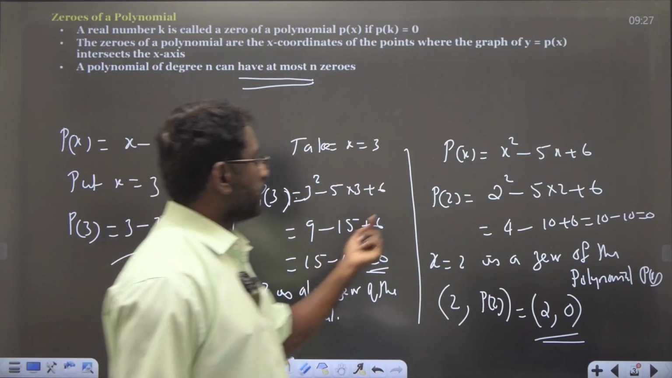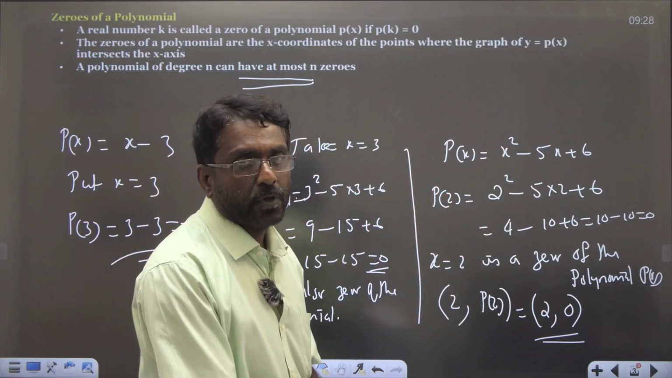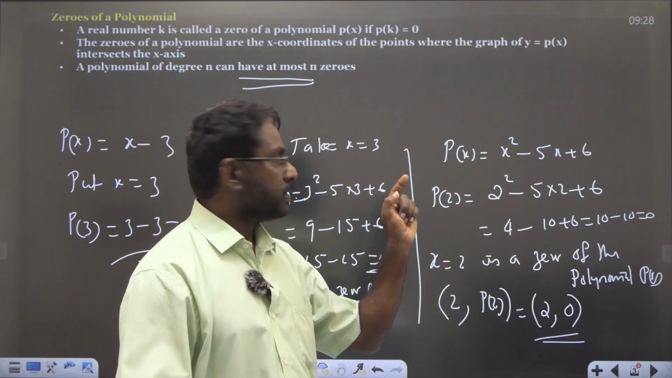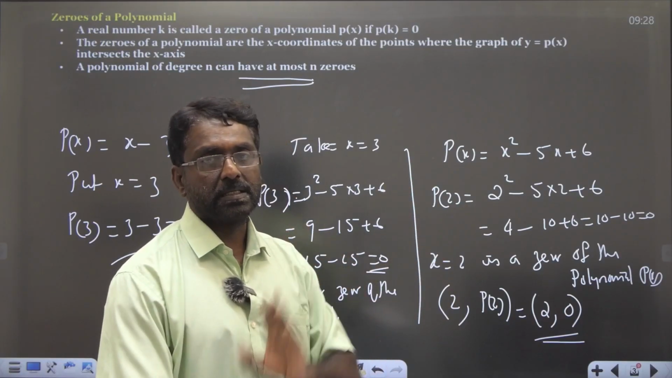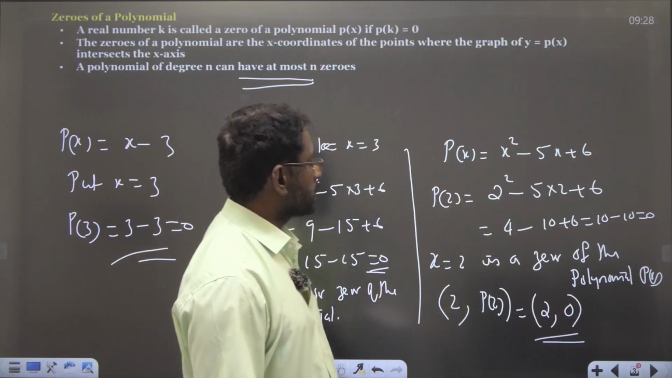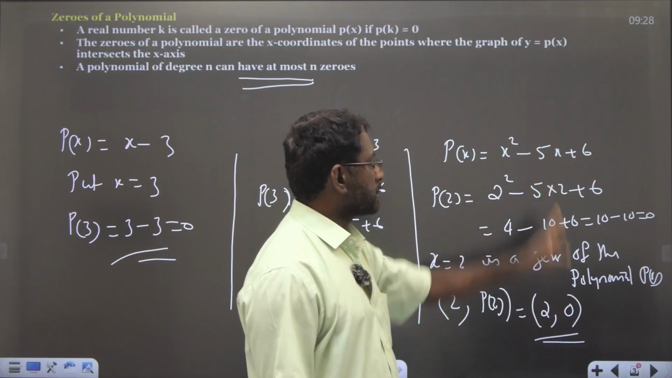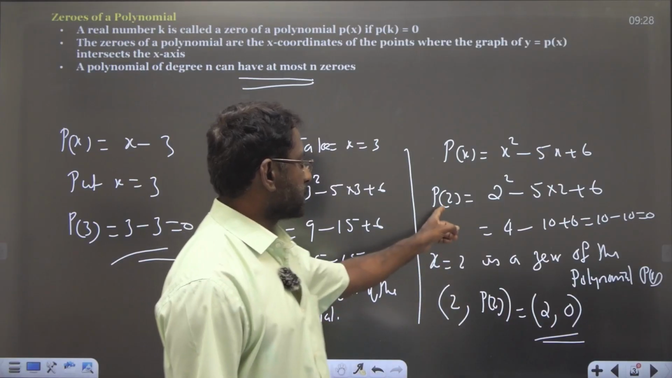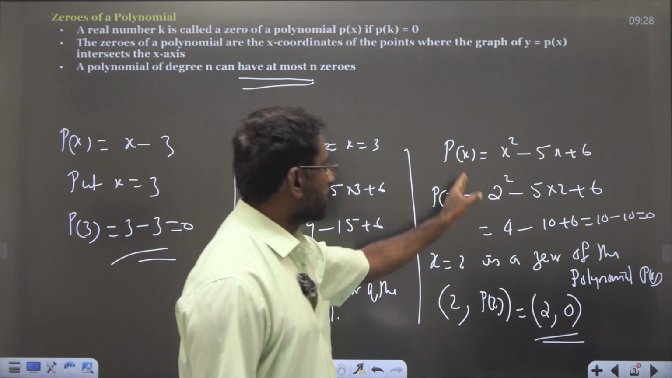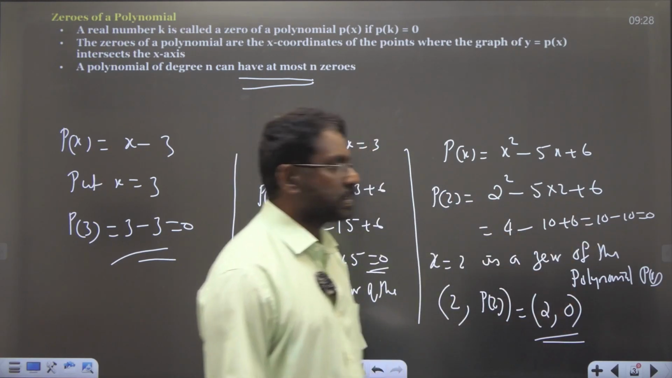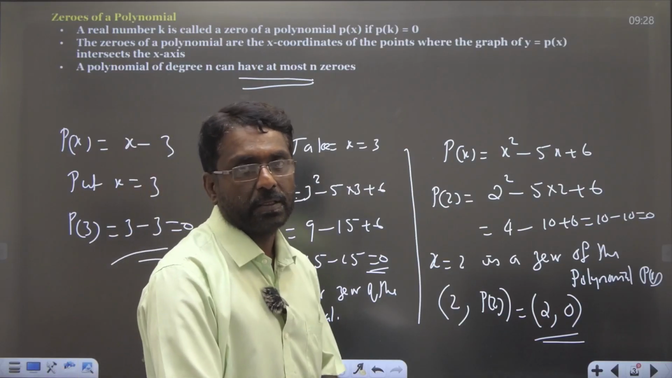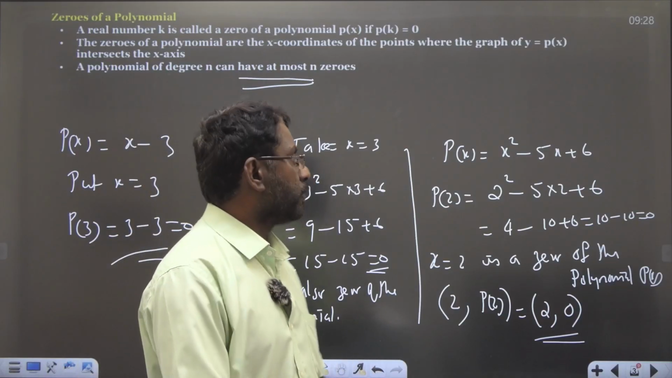Zeros means the value of the polynomial is equal to 0 at x equal to k. Then we can say that k is a zero of the polynomial. This is the definition. With an example: p of x equal to x square minus 5x plus 6. What is p of 2? When we substitute 2 for x, we get the value 0. So we can say that x equal to 2 is a zero of the polynomial. That is the concept of zero of a polynomial.